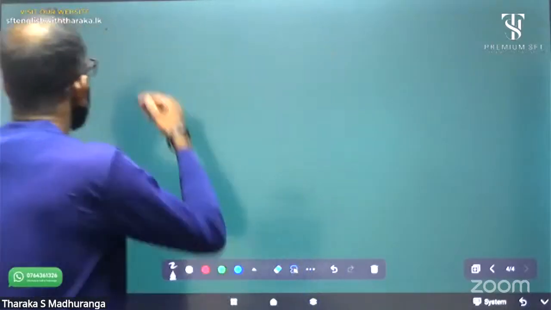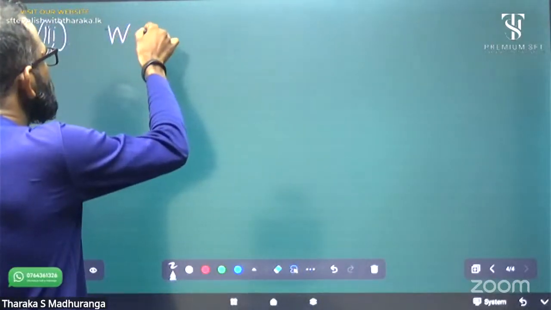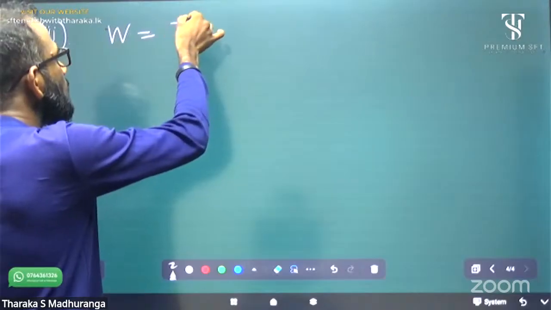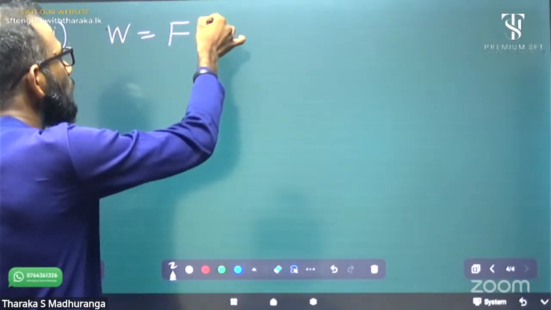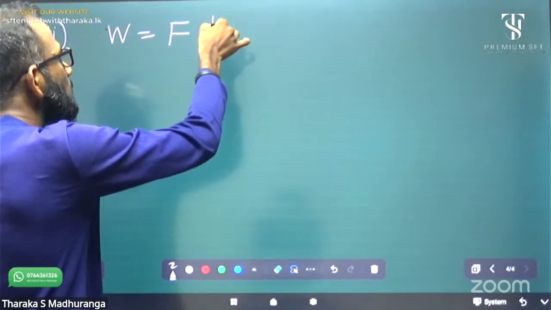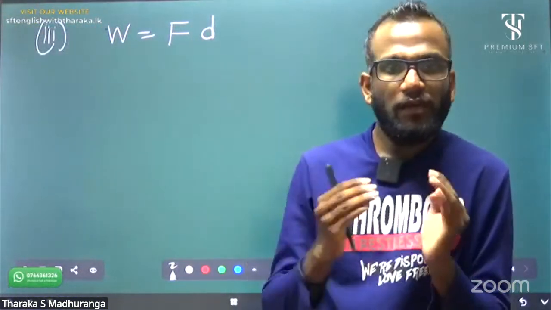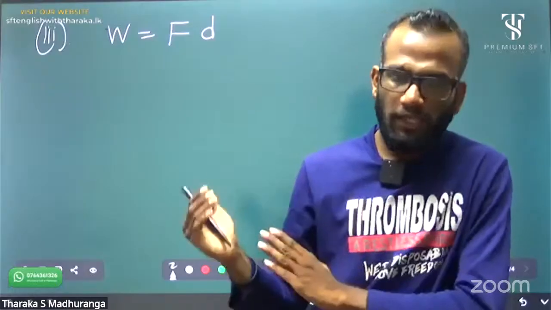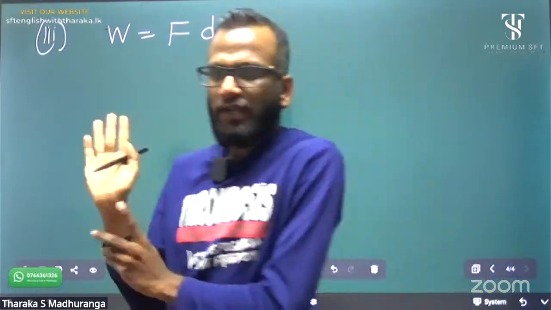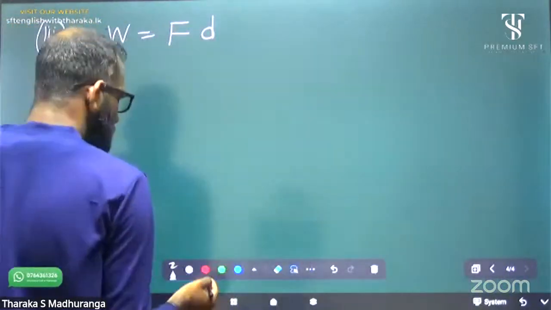Okay, the displacement is 20 meter. Then what is the work equation? Work equals the force applied multiplied by the displacement in the force direction. Work equal FD. Equations are compulsory. Short method, equation is enough, right?